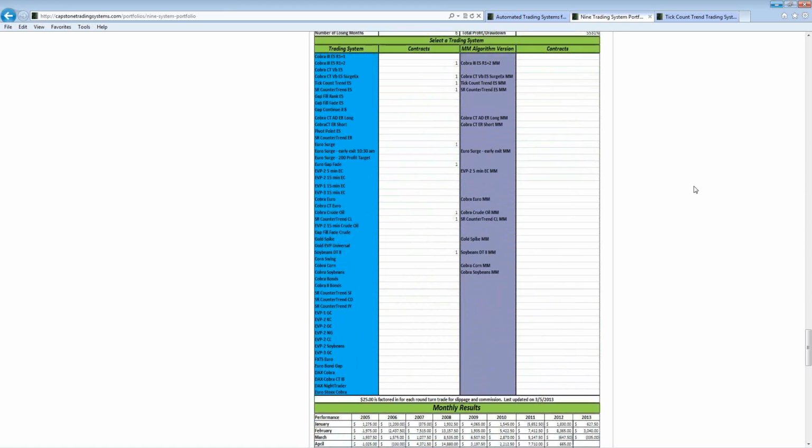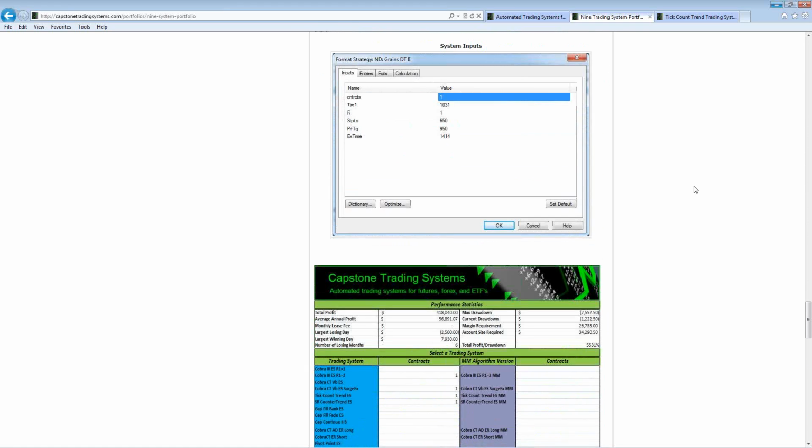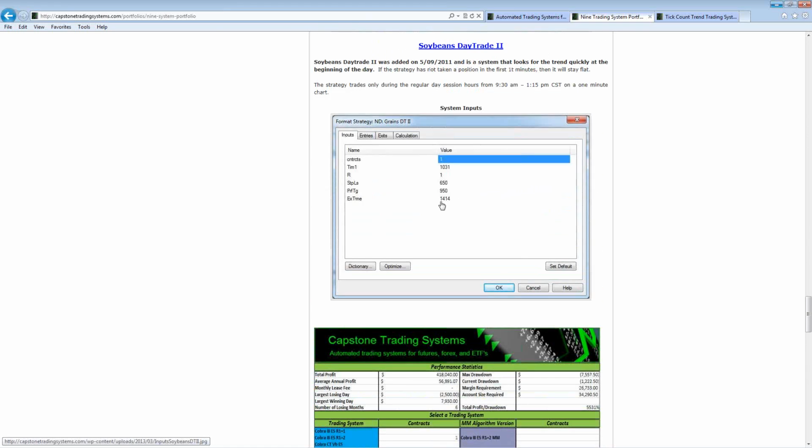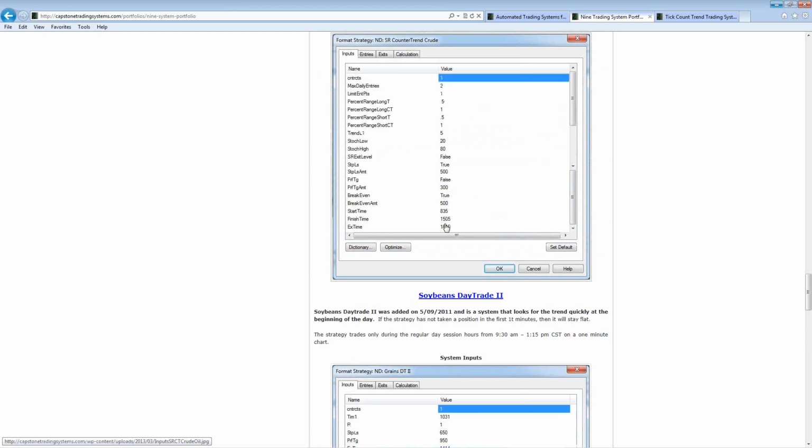These are all the inputs. I put those up there so you can see them. And again, these times are in Eastern Standard Time. So if you're in a different time zone, you'll need to adjust your time-based inputs: start time, finish time, exit time.